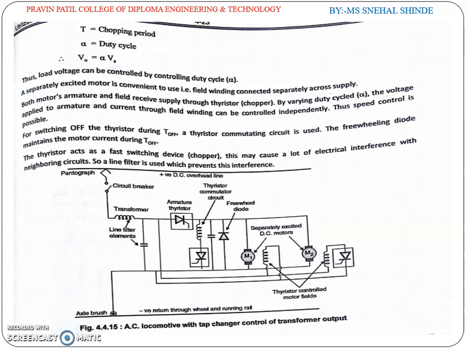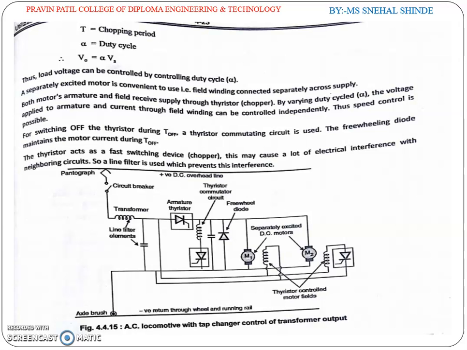The pantograph is connected to the circuit breaker. After the circuit breaker, it is connected to the transformer. Then there is a line filter element, which is a capacitor. It prevents the interference. Then a thyristor is used, the armature thyristor, then a thyristor commutator circuit, and in series a thyristor is used. Then a freewheeling diode is connected in parallel. Then we have separately excited DC motors.